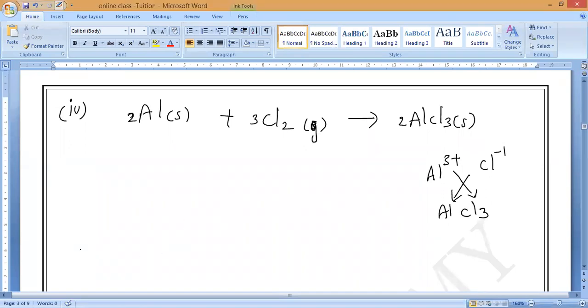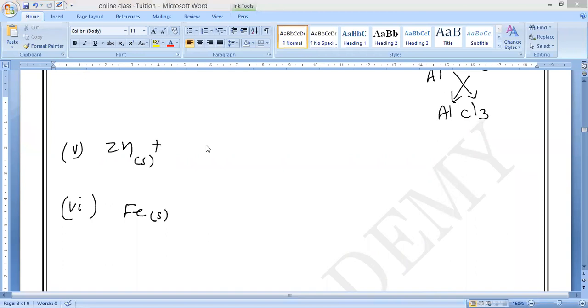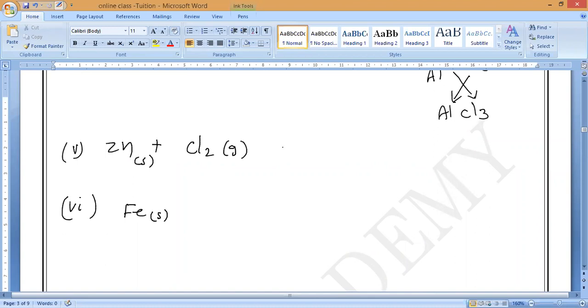Next, same way, fast. I won't say, you have to write it. Everybody solve it: zinc and iron. Zinc first, what will come, guys? Zinc chloride, ZnCl2. Zinc plus chlorine gas will give you ZnCl2, which is in solid state.